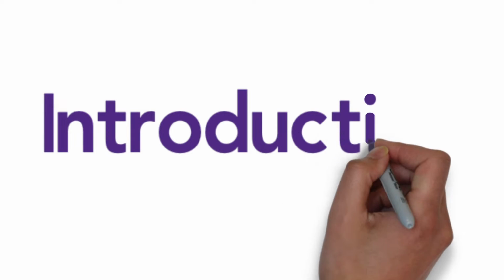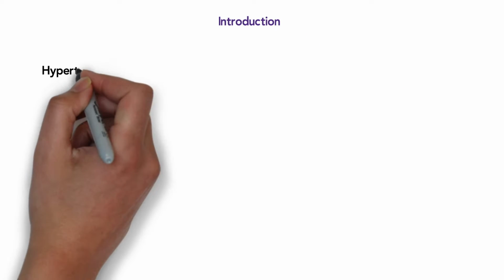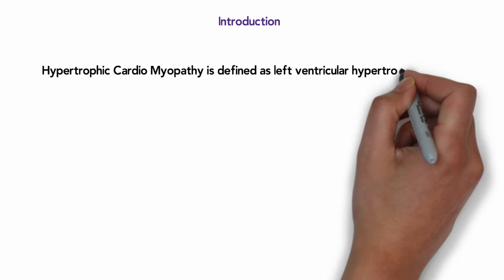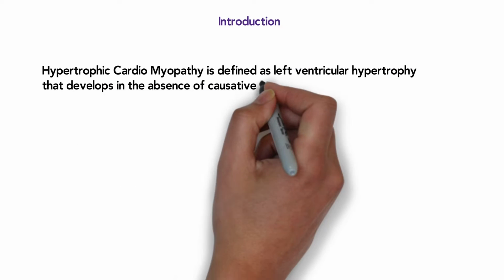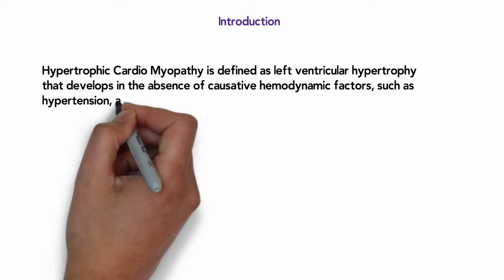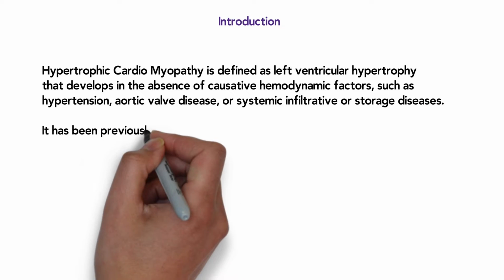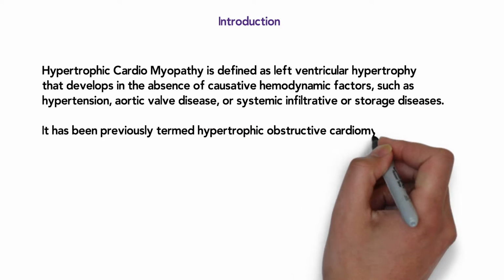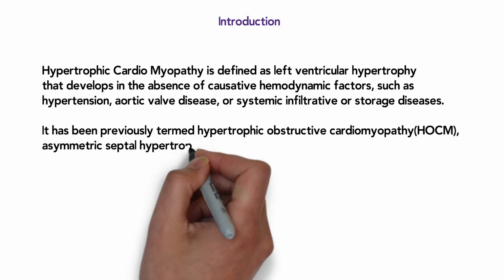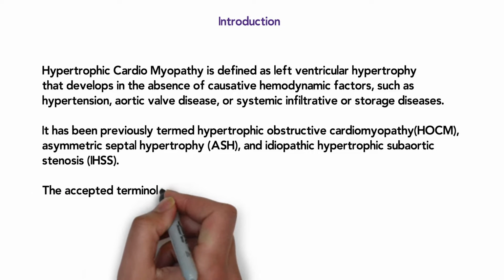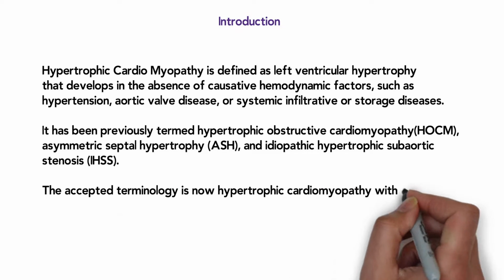Let's begin. Introduction. Hypertrophic cardiomyopathy is defined as left ventricular hypertrophy that develops in the absence of causative hemodynamic factors, such as hypertension, aortic valve disease, or systemic infiltrative or storage diseases. It has been previously termed hypertrophic obstructive cardiomyopathy, asymmetric septal hypertrophy, and idiopathic hypertrophic subaortic stenosis. The accepted terminology is now hypertrophic cardiomyopathy with or without obstruction.